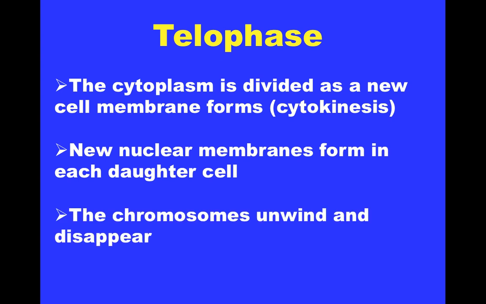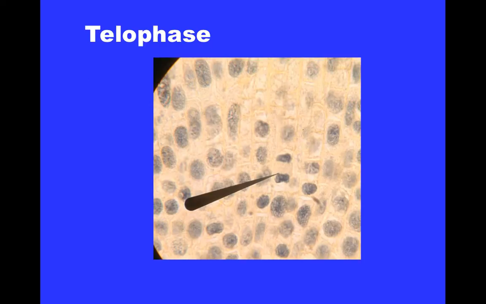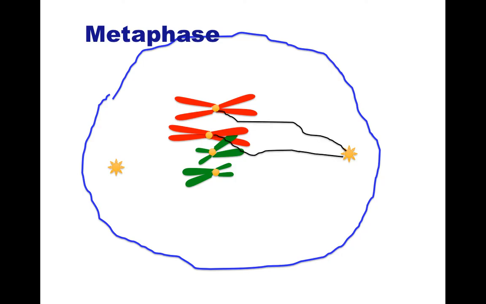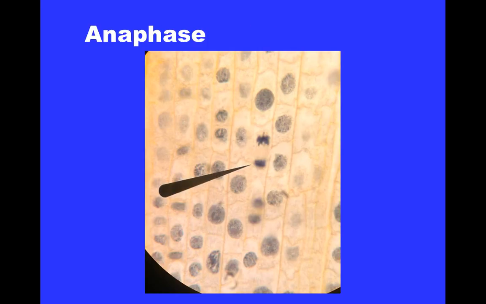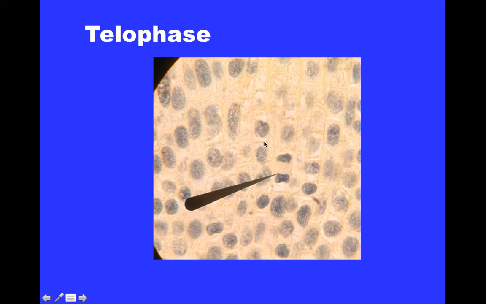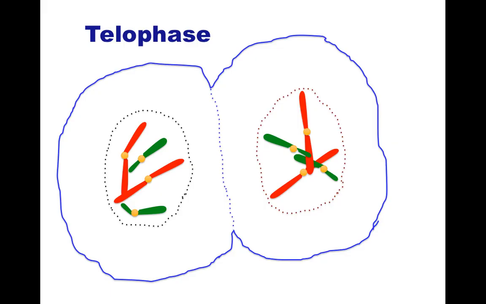And then finally, the chromosomes start to unwind and disappear. Notice how they're not as clear here. You don't see the real worm-like structures anymore as they were here in anaphase. Right here, you can make them out a little more clearly. So they've started to disappear right here. So here are the three things that are happening in telophase. And here they are right here.